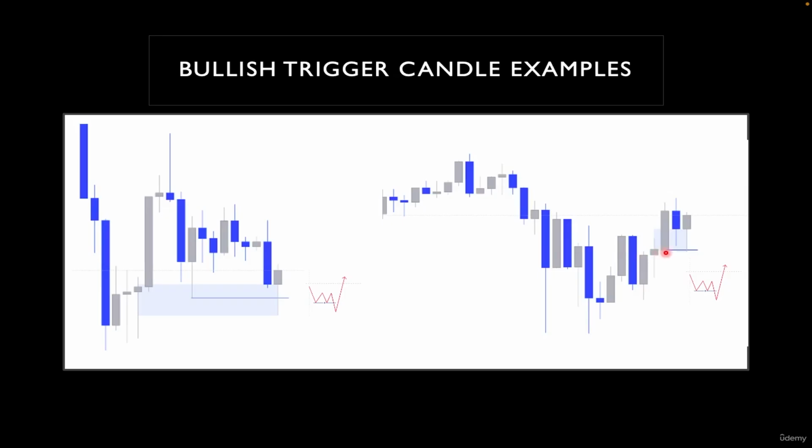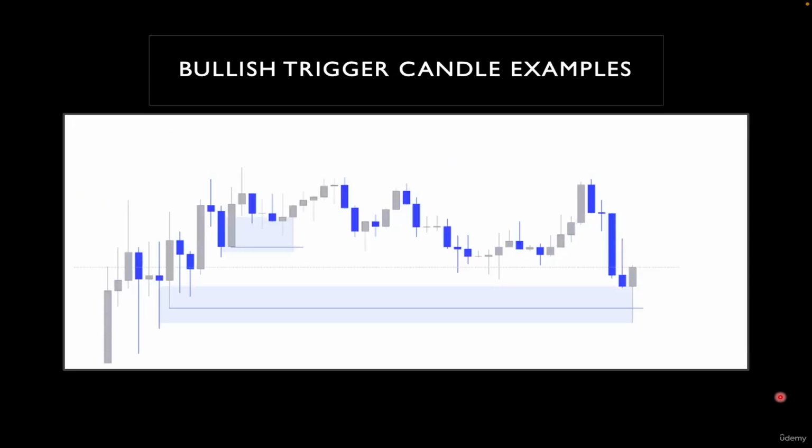Same with this example here. We draw a box from the open to the low, drag it over to the left up until the point price passes through, and then we identify a low that has been swept. We'll do an exercise after this, but I'm just getting you used to seeing the visuals of this first.